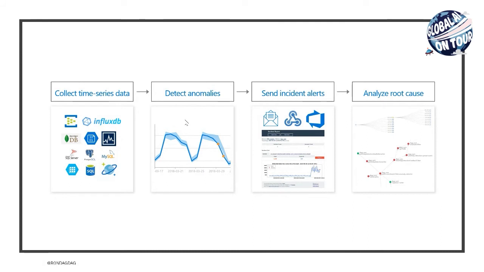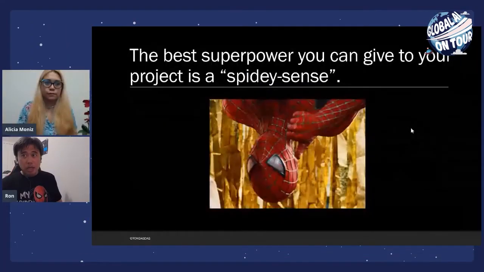It creates a portal for you to be able to detect these anomalies. It creates those graphs and sends those incidents and alerts. You can specify where those alerts go, and based on those alerts, it points you to detect and identify root causes. So at the end of the day, the best superpower that you can give to your application is a Spidey sense.